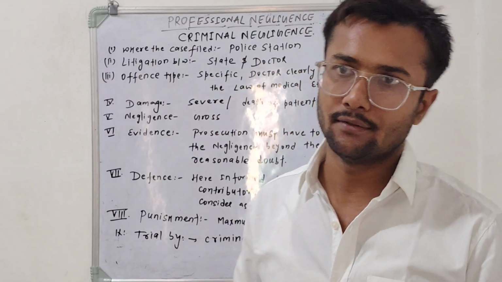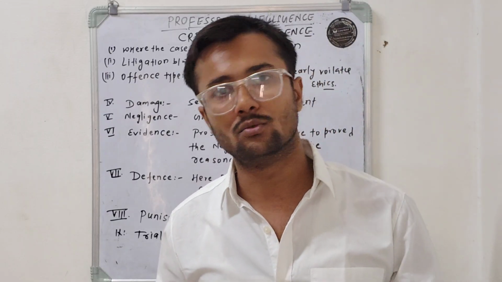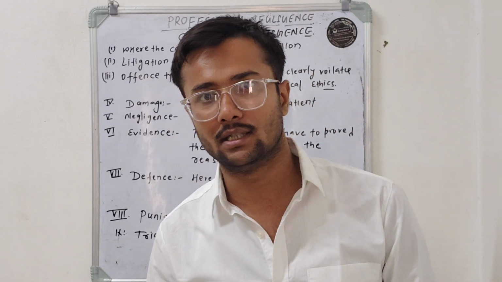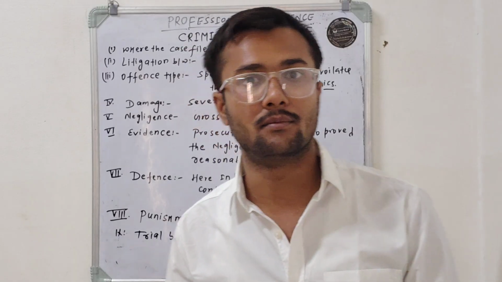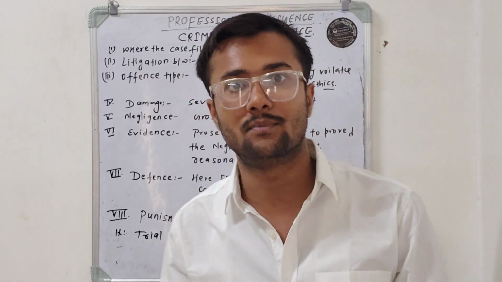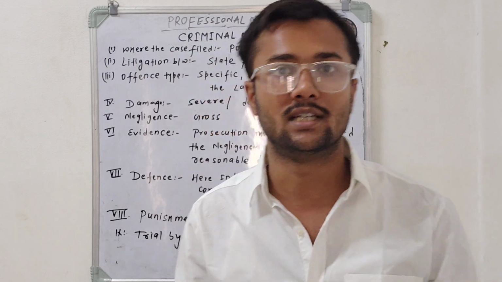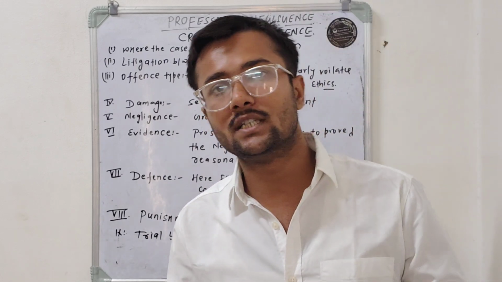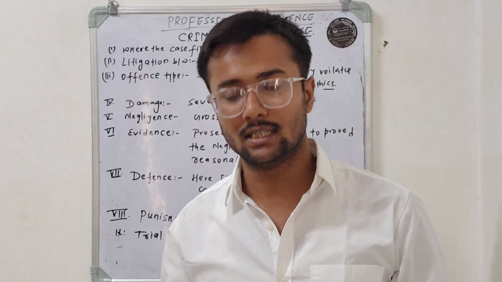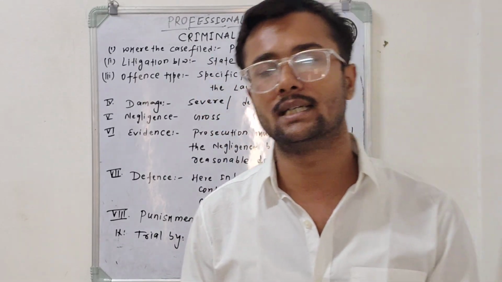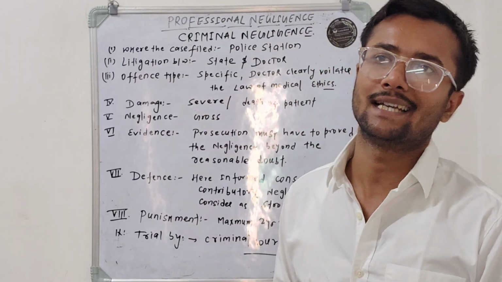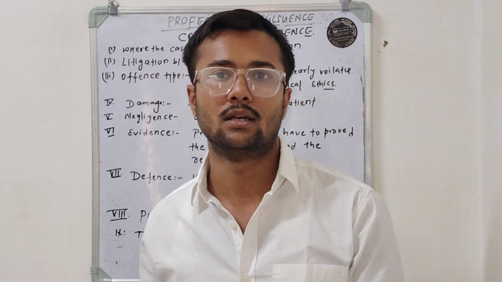For example, if a patient has a tumor in the right leg and we amputate his left leg, then definitely it is a very serious type of injury, or rather a crime, not just an injury. So amputation of the wrong leg is also a severe crime, and it is considered under criminal negligence. Another example is removal of the wrong organs.